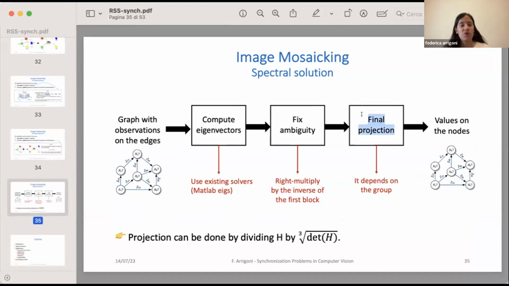Concerning the final projection, that is the step that differentiates between all these problems, here it is extremely simple, since we only need to scale matrices in order to get unit determinant, and this is done by dividing each matrix by the third root of its determinant.